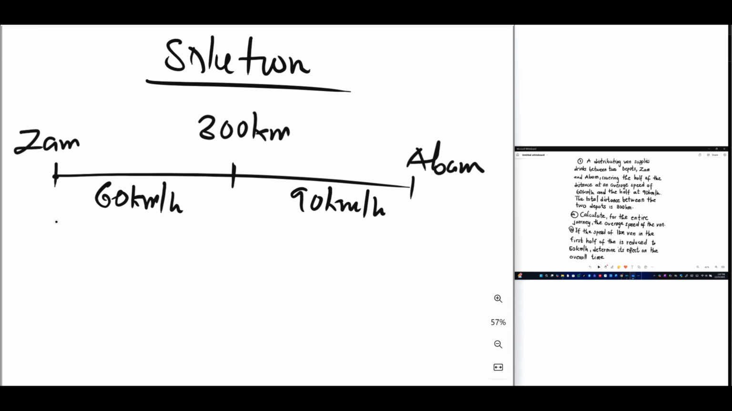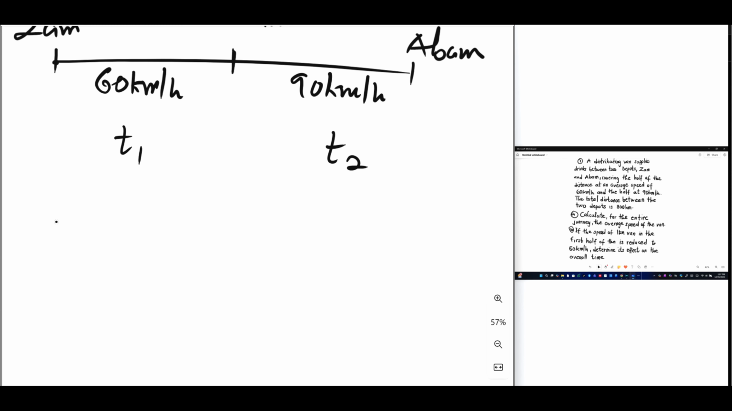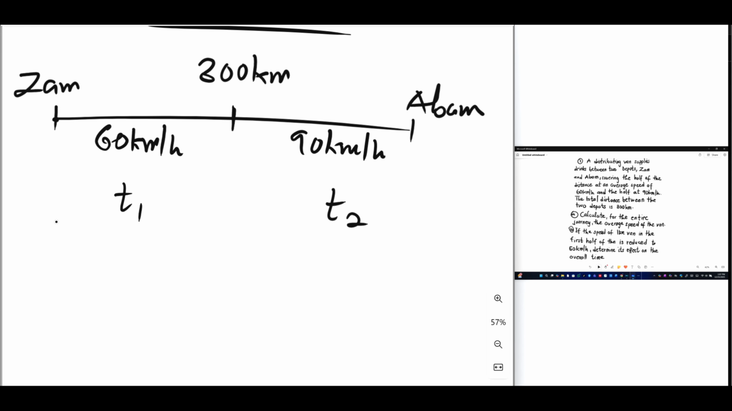So we need to determine the time taken by the van when it covered the first half of the distance, and also the time taken when it covers the second half. We can represent the time taken for the first half with T1, then that of the second half to be T2. Now, the total distance is 300 kilometers, so half of the distance will be 150 kilometers.